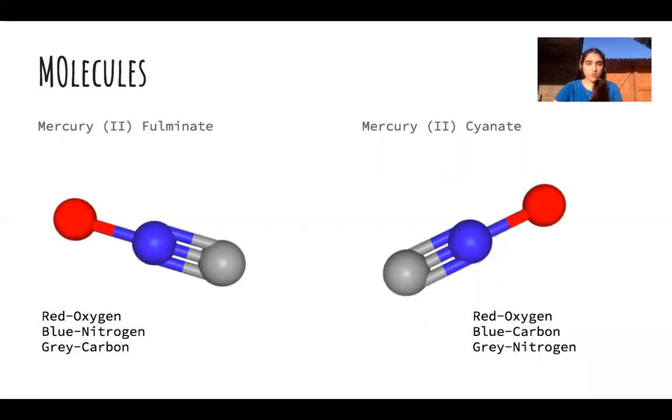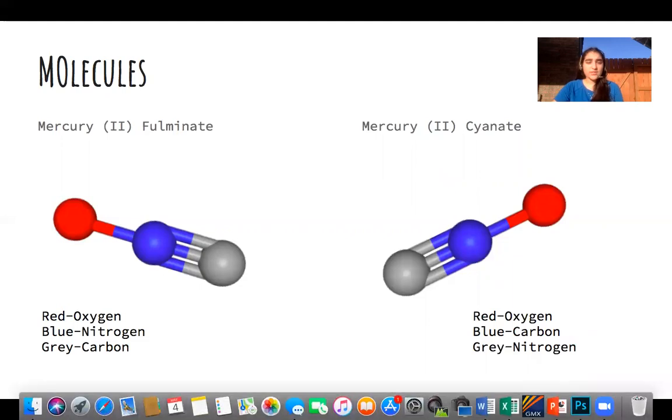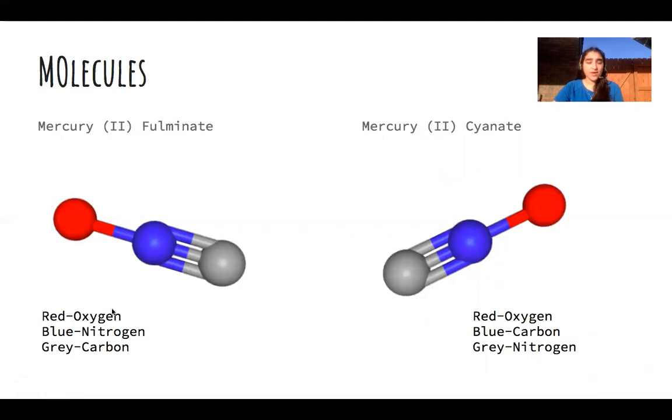Within the fulminate ion, the central atom is nitrogen, as you can see from this key below. And within cyanate, the blue is carbon. And once again, these differences of the central atoms change everything. Now moving on, I want to talk a little bit about their Lewis structures.